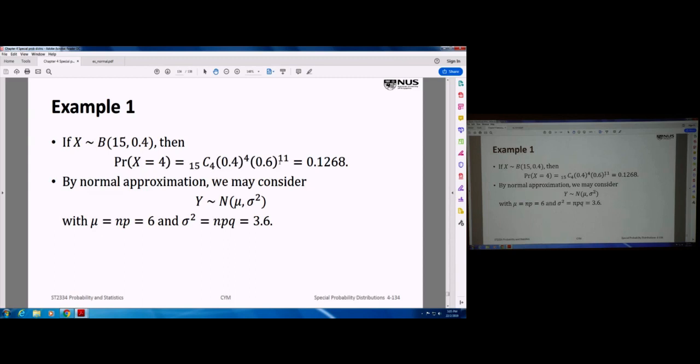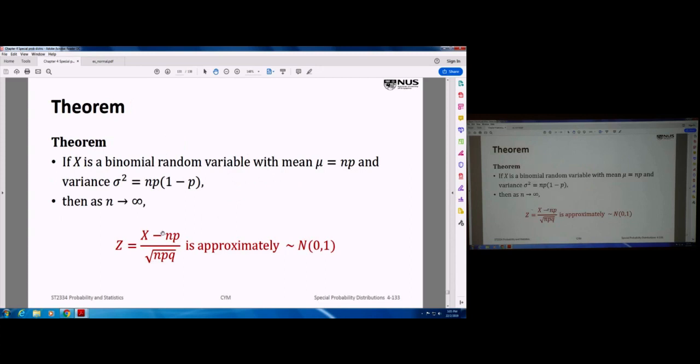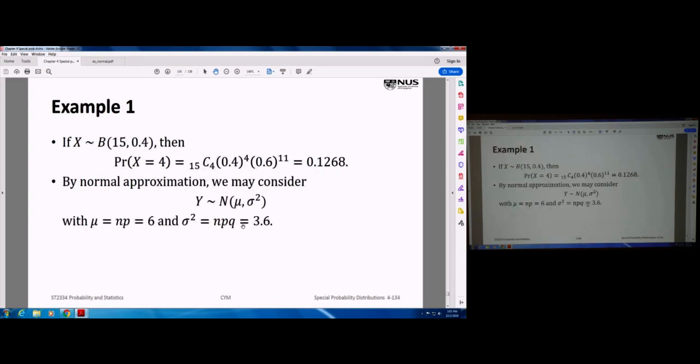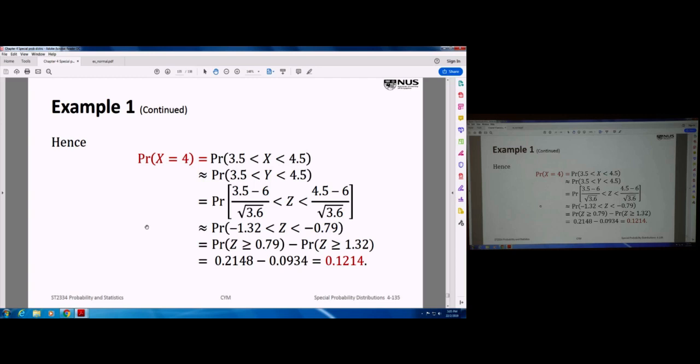If we think about the Gaussian approximation, we can consider a random variable Y, which is normally distributed, where the mean is mu and the variance is sigma squared. Remember that n times p is the mean, and the variance is n times p times q. That's basically the variance in the central limit theorem. So n times p is 0.4 times 15, and the variance is 0.4 times 0.6 times 15.